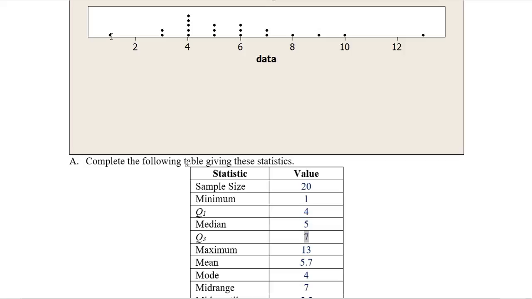Notice you could also do it this way. 1 plus 2 times 3 plus 5 times 4 plus 3 times 5 plus 3 times 6 plus 2 times 7 plus 8 plus 9 plus 10 plus 13, and then do all that addition and then divide by 20.